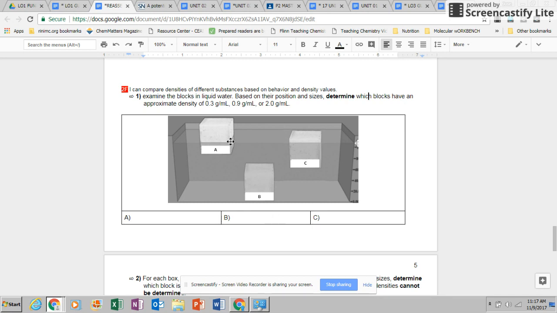The one that's floating the most should have the least density. So 0.3 grams per milliliter would be block A. And then block C is floating sort of in the middle or barely floating, and water has a density of 1. So block C would be 0.9 grams per milliliter, so I would write 0.9 grams per milliliter.